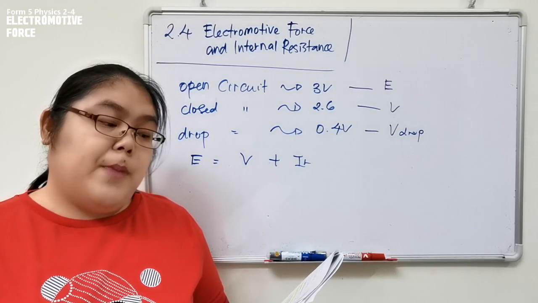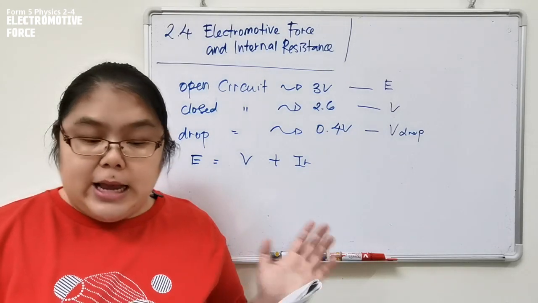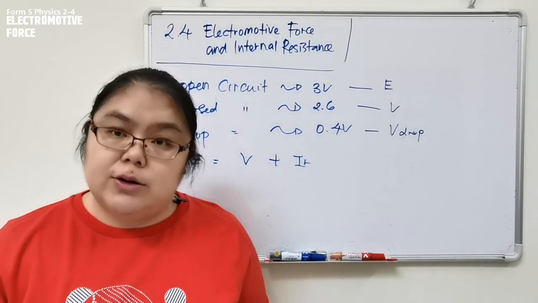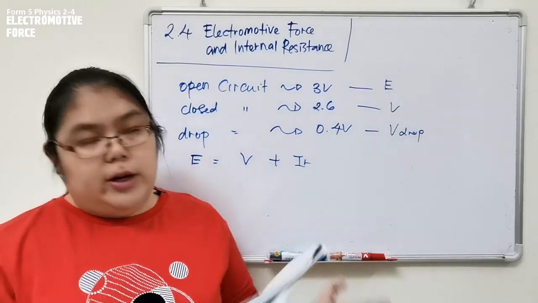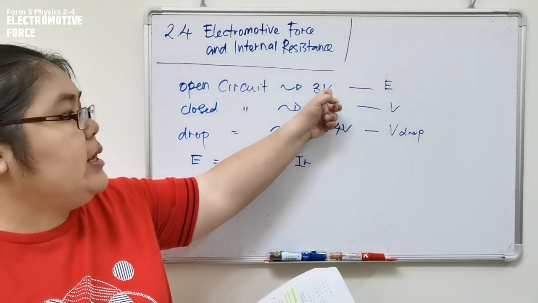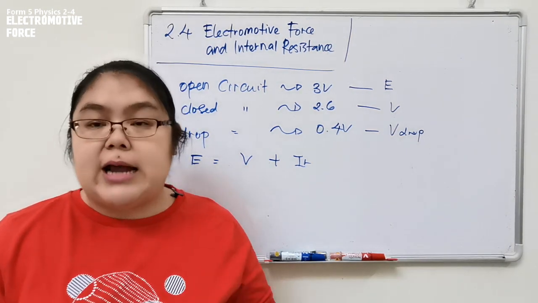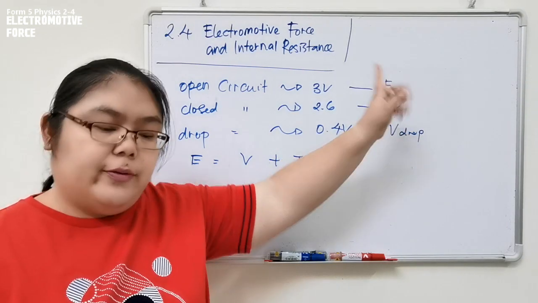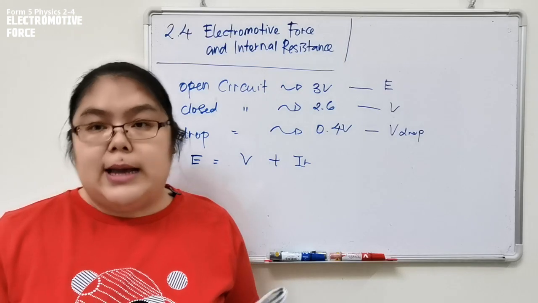State the bulb when the switch is open. It cannot light up, it is off. The ammeter reading is 0, because no current passes through. The voltmeter reading is 3 volt. So we understand this 3 volt has another name, what do we call it? EMF.